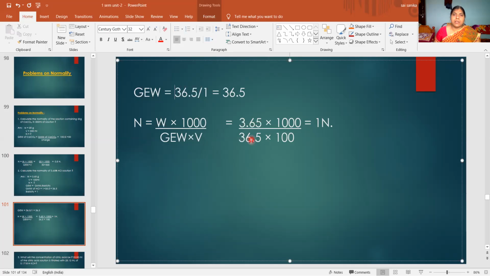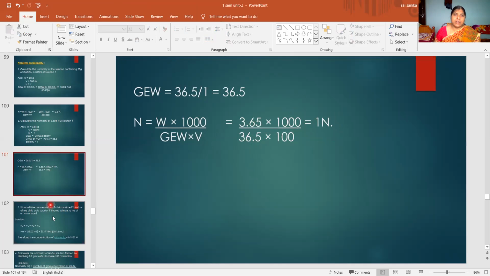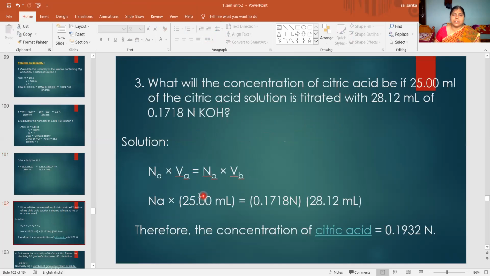So 3.65 by 36.5 into 1000 by 100. That will be equal to 1N. So what is the normality of the solution? 1N. So the normality of 3.65% HCl solution is 1N. Like this we will find out the normality of the solution.